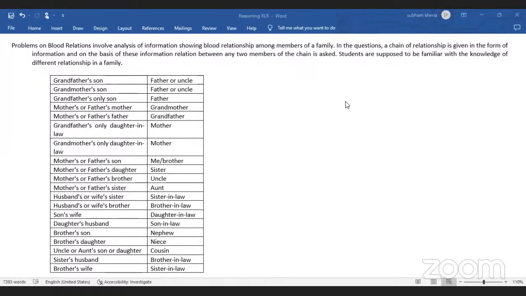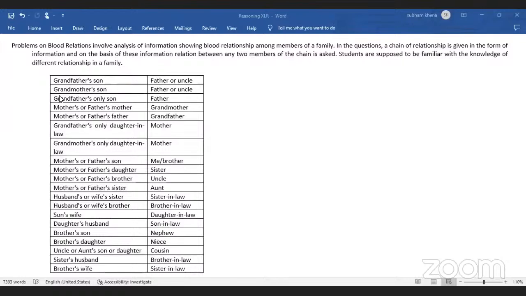Okay? Understood this point? Nothing given, take that as paternal. That is assumed. Now see, grandfather's son, matlab dada's beta. Dada's beta can be two, either my father or my uncle. Same grandmother's son, either my father or my uncle. Understood? Then we have grandfather's only son.